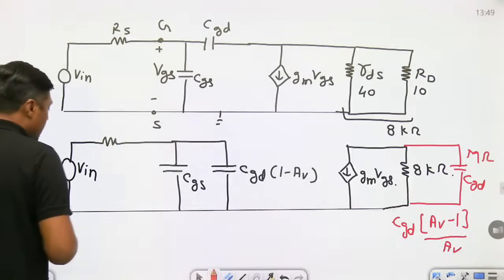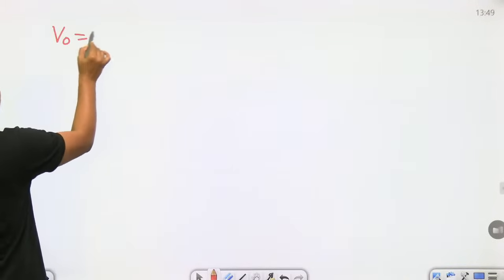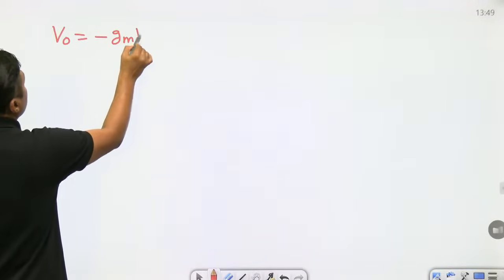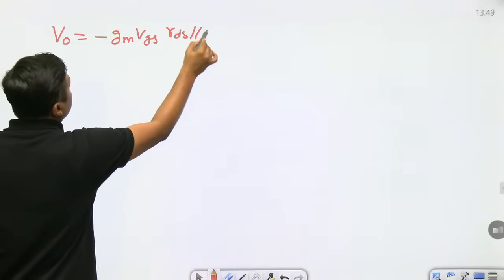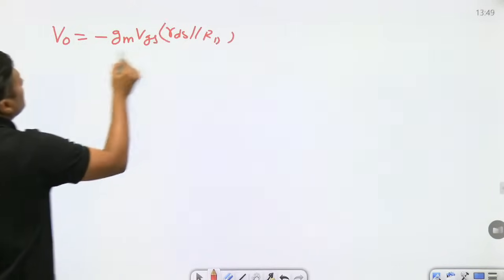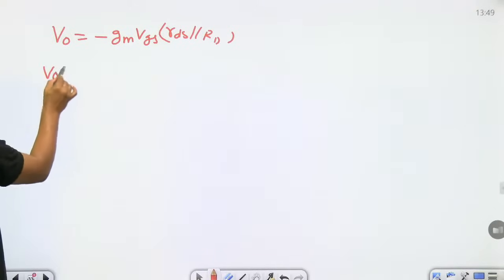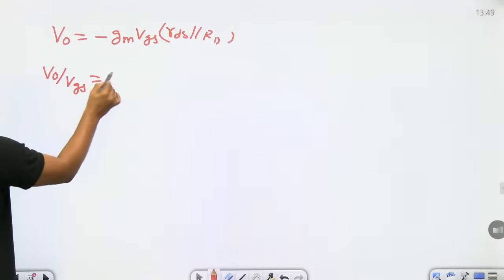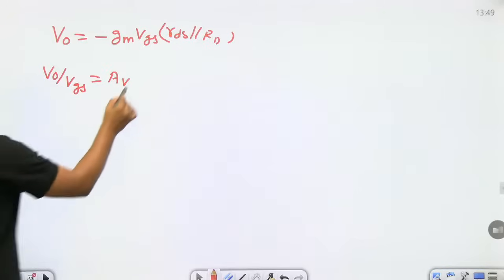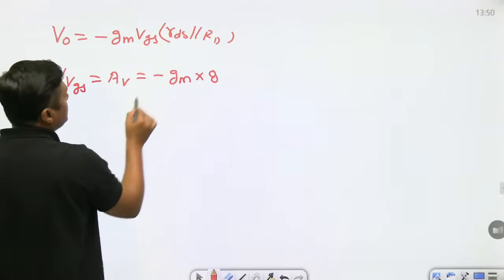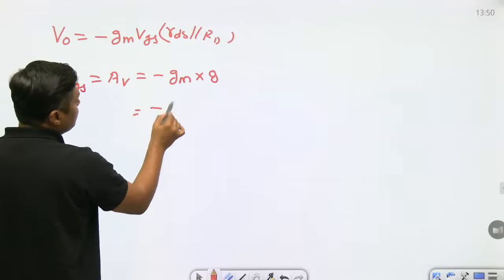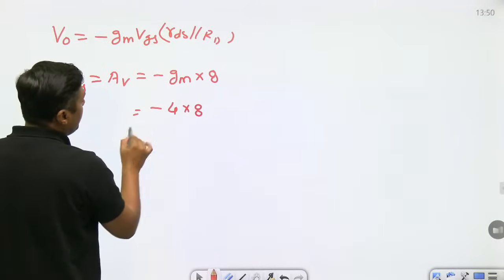When we consider the 8 kilo ohm resistor, V0 will become minus gm VGS times RDS parallel with RD. What is V0 by VGS? V0 by VGS is known as AV. That is minus gm into 8, because the parallel combination is 8. gm is given as 4, so 4 into 8 is minus 32.